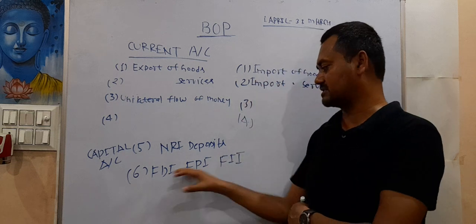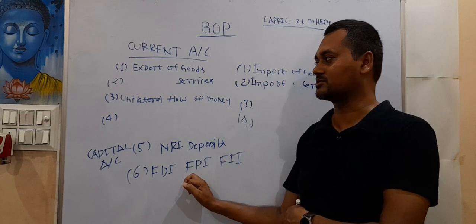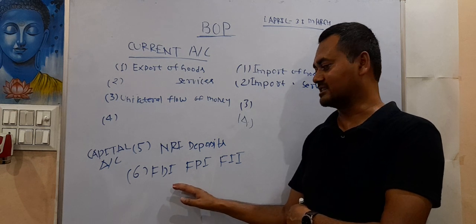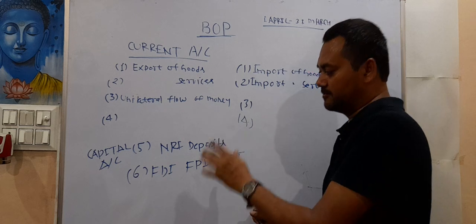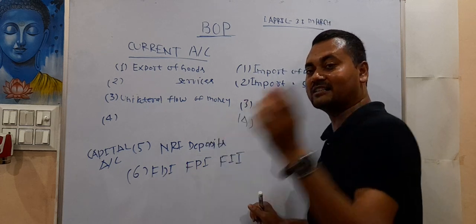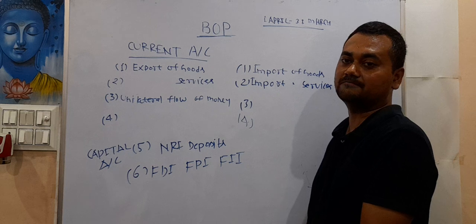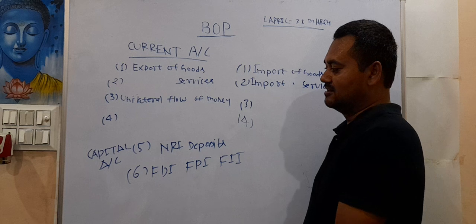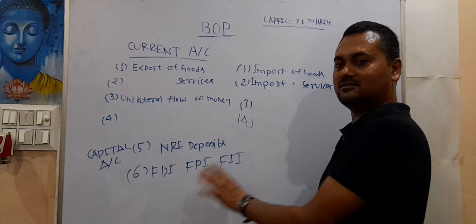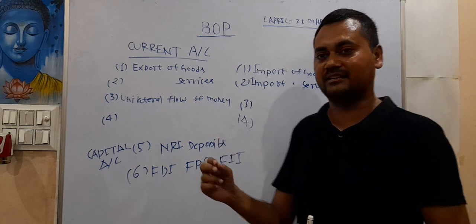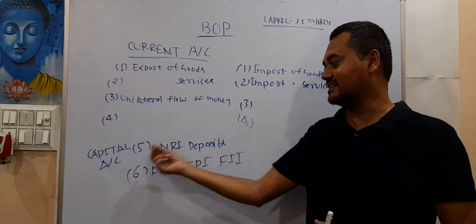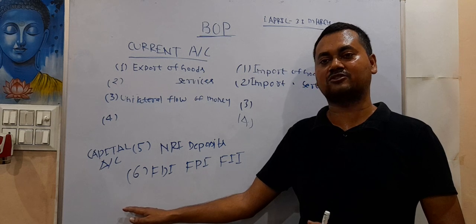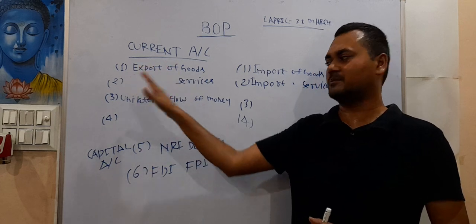Anyway, I don't want to discuss these terms in detail, because my objective is not to elaborate on these, but I am giving just a brief idea that all these things are liabilities for India. Clear? So for NRI deposit, FDI and all this, you basically need to understand whether it's a liability, then it will be placed under the capital account. If there is no liability sort of nature, then it will be placed in the current account.